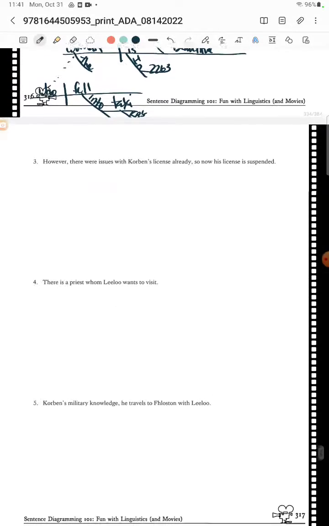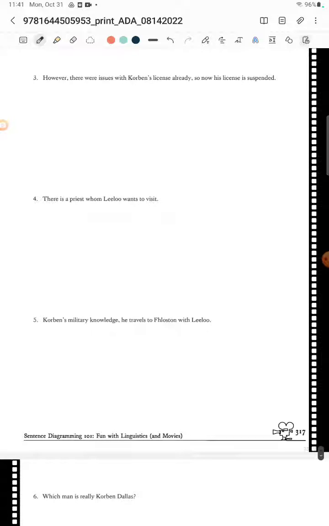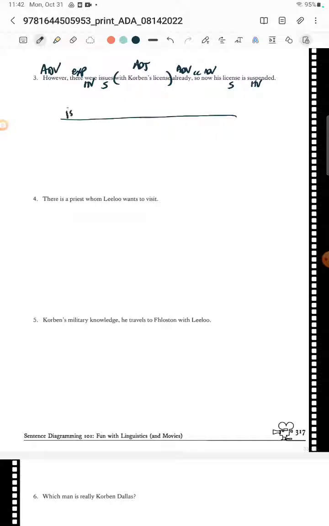Cool. Moving on to number 3, however, that's an adverb. There were issues with Corbin's license. Which issues? That's an adjective. Already, that tells me when. Adverb. So, coordinating conjunction. Now, adverb again. License is suspended. Okay, goodness. All right, so we've got issues were, and then there, that's my expletive. Okay, so I got a compound sentence here. So, issues were, and then I'm just going to be like, there.